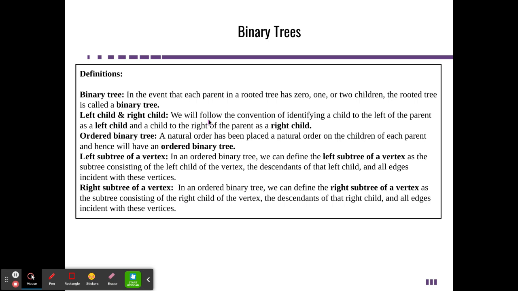That's as simple as it sounds: either on the right side or the left side of the root or the parent. We have an ordered binary tree, where a natural order has been placed on the children of each parent, and hence it is an ordered binary tree. And then we have a left subtree and a right subtree of the vertex. So those are our beginning vocabulary words.